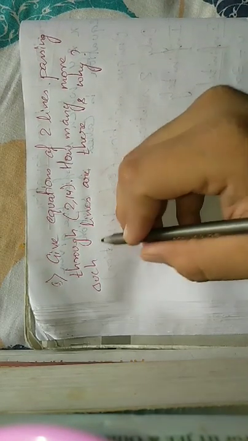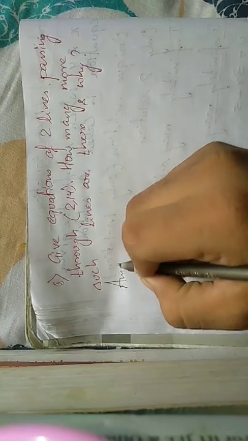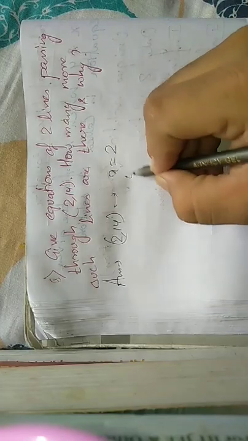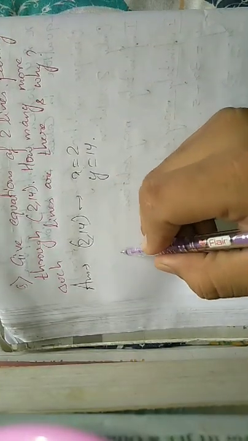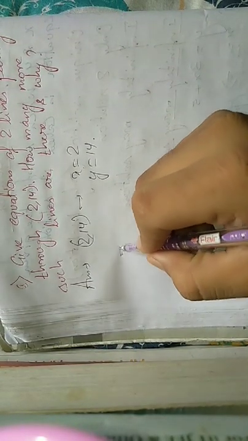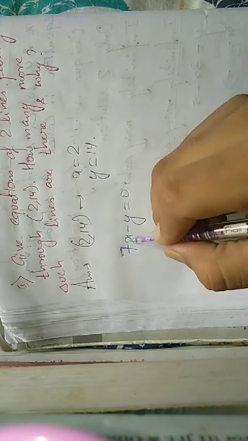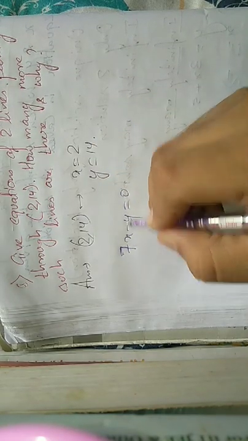It means that this point 2 comma 14 means that x is equal to 2 and y is equal to 14, right? Let me write an equation and please check and see whether it is correct or not. 7x minus y is equal to 0. Is it correct or not? Because 7 into x is 2, 14. 14 minus y is 14. 14 minus 14 is equal to 0.